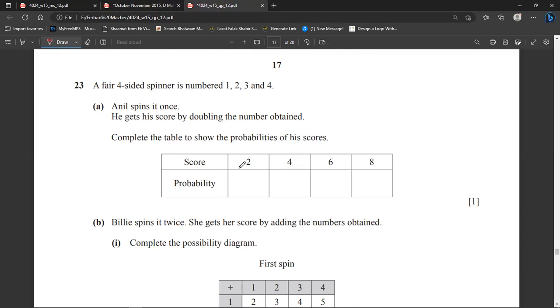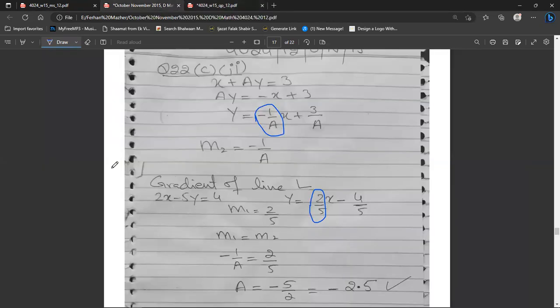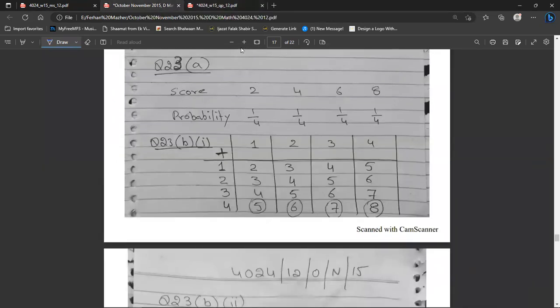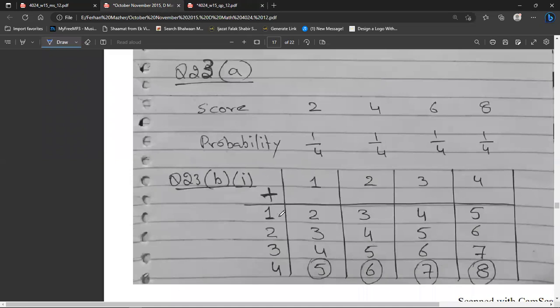My mistake. The 2 will come when the 1 comes, because they doubled it. So its probability is 1 by 4. Getting 4, when 2 comes, they will double it to 4. So its probability is also 1 by 4. Its probability is also 1 by 4, and its probability is also 1 by 4, because there are only 4 options. So this is how you will write their probability. And here you can see this. I have also written it here in my written solution.